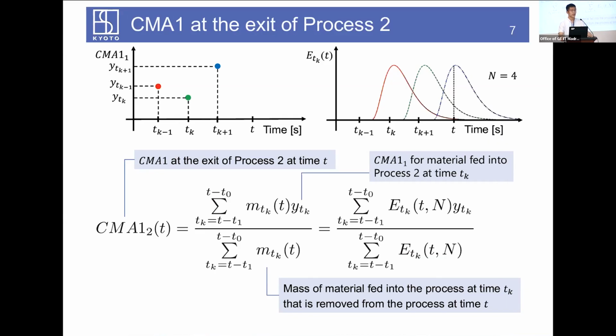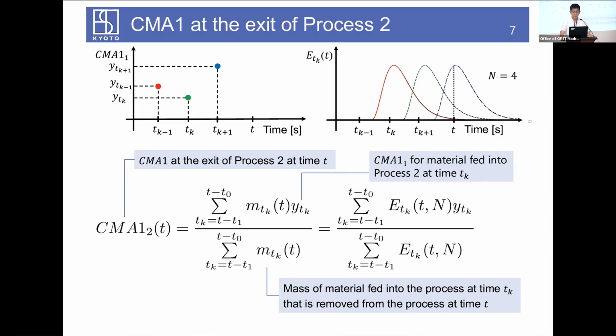We consider that material removed from process 2 at time t contains material fed into process 2 at different times, and that the CMA1 for this material is calculated as a linear sum of these materials. In the equation below, Y_tk is weighted by the mass m_tk,t. The CMA1 for material fed into process 2 at each time tk are added together to account for the mixing.